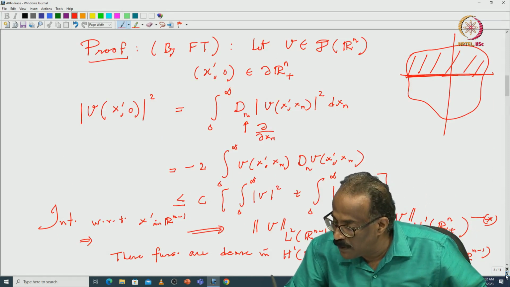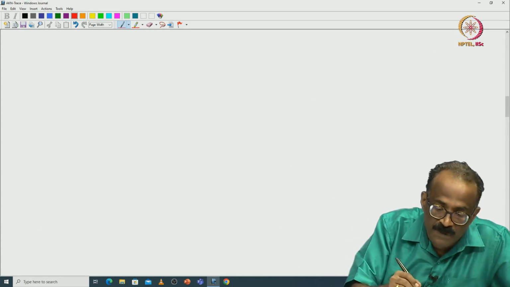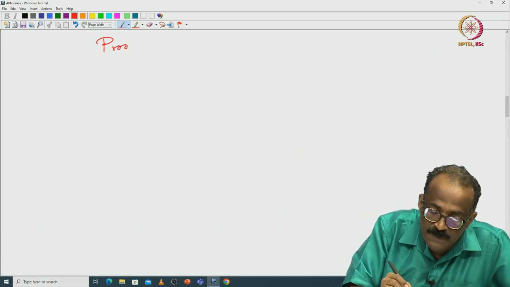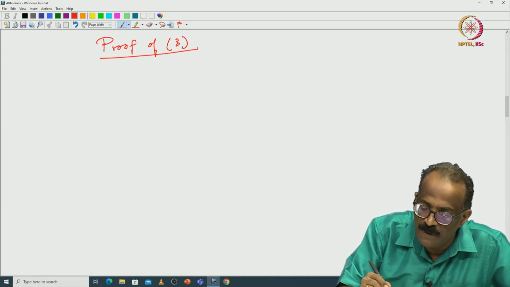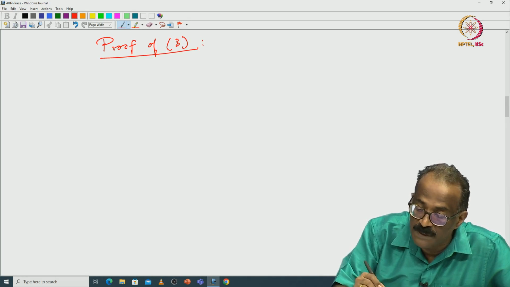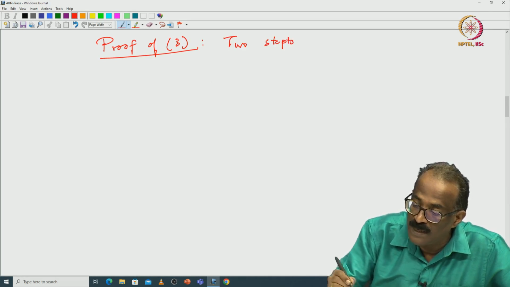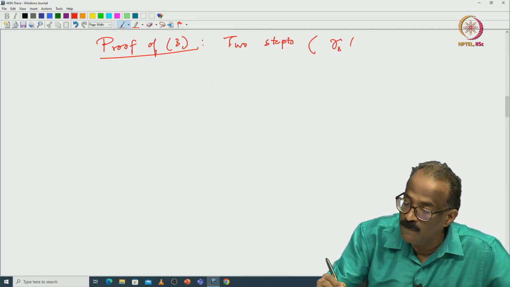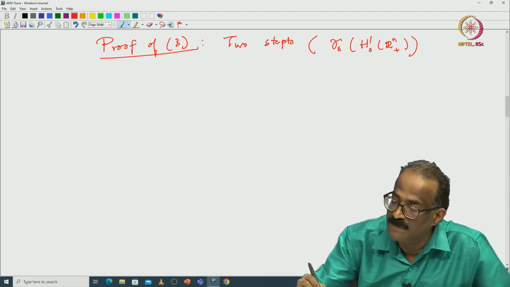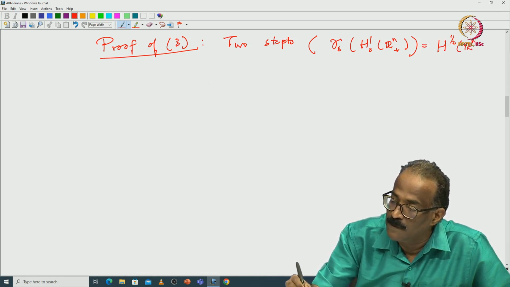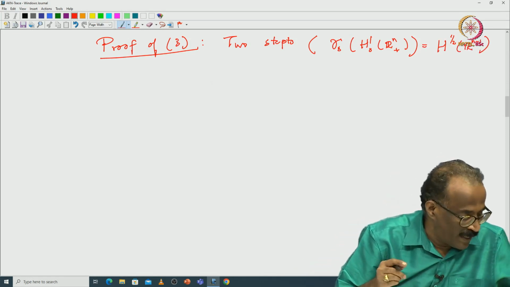Okay. So, now let me, the proof of 3, this we will do in 2 steps, a difficult little computation. So, we have to prove in 2 steps. What you want to prove is gamma naught of H1 of Rn plus. I deliberately put gamma naught because there are other trace maps. You have to prove that this equals H half of Rn minus 1. Okay. So, first we prove one inclusion.